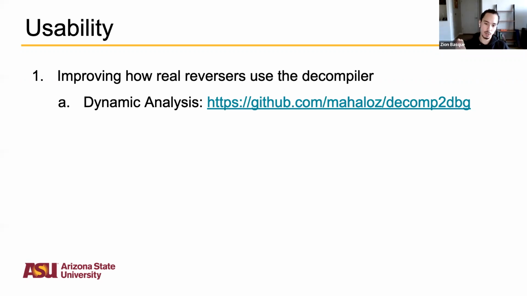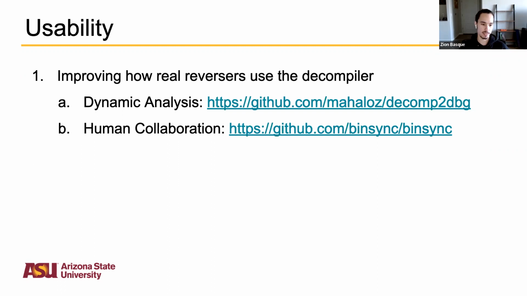One project I did here, which is open source, is called Decomp to Debug. I did a talk on it earlier this year, which is about making dynamic analysis possible in your decompiler and sharing symbolic information. This is another idea of pushing how we use decompilers into a more user-friendly standard.